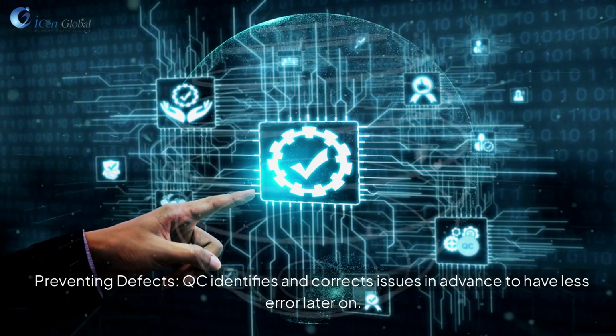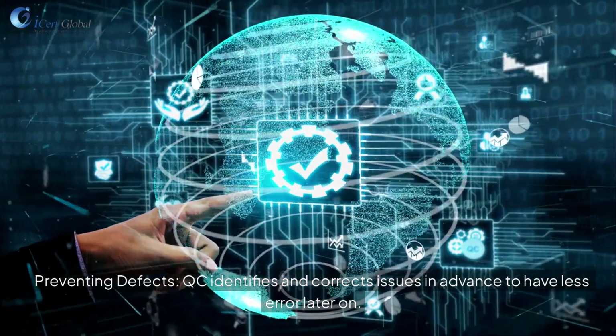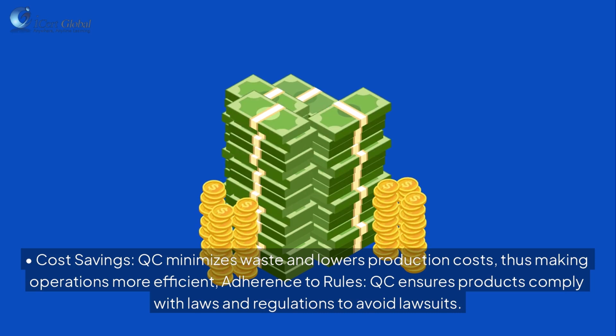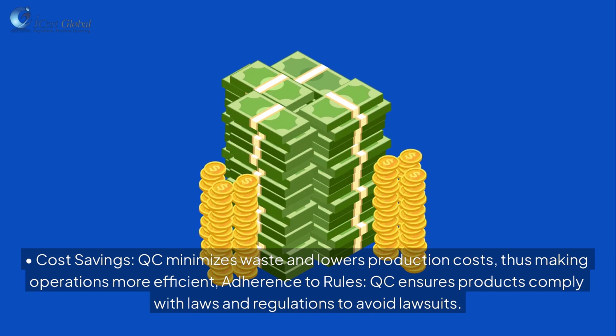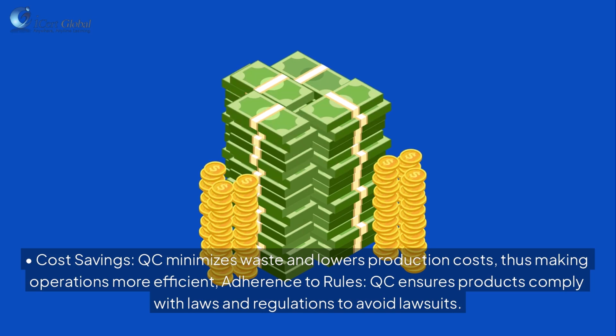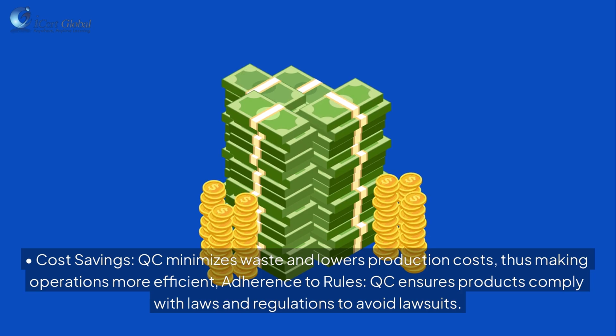Preventing defects. QC identifies and corrects issues in advance to have less error later on. Cost savings. QC minimizes waste and lowers production costs, thus making operations more efficient. Adherence to rules. QC ensures products comply with laws and regulations to avoid lawsuits.